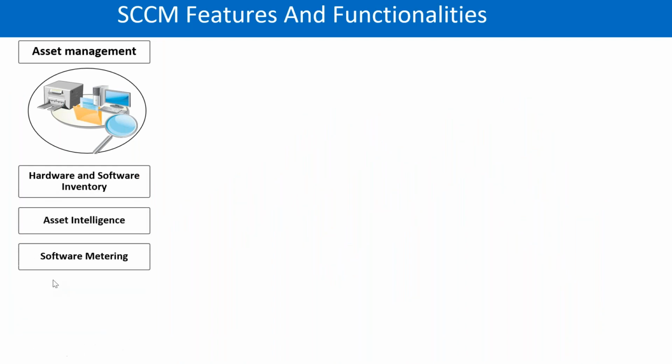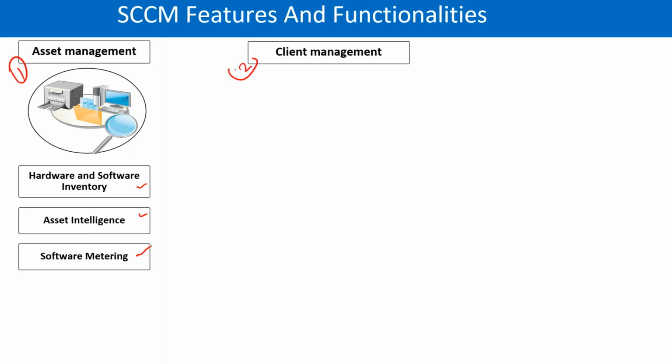The third one is software metering. Software metering is to get the utilization details. Suppose you would like to find out how many times VLC media player is utilized in the computers. Suppose you would like to find out the utilization of Firefox or Google Chrome or Adobe Acrobat, right? If you would like to get the utilization details of any software, you can do it through software metering.